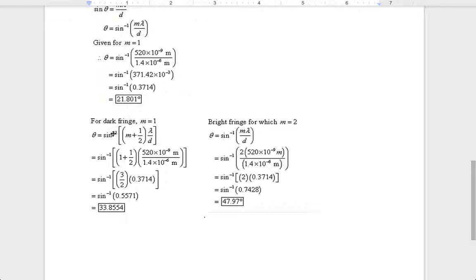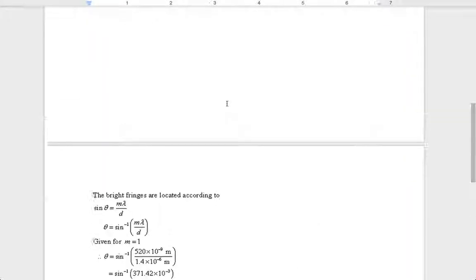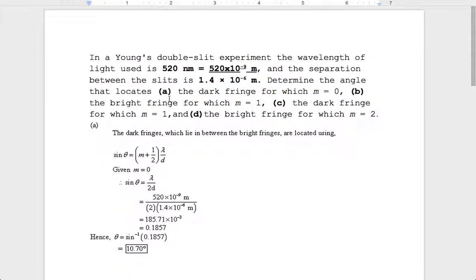Then you repeat the dark fringe formula for the dark fringe m equals 1 instead. This time m of course equals 1, so you do 1 plus 1/2, which is equivalent to 3/2 as we see here. Otherwise it's the same. And for the bright fringe, instead of m being 1 as it was previously, m is now 2, so you do 2 times the wavelength divided by the distance. Inverse sine, and then you get an angle in degrees. So that right there is how you find the various angles for bright and dark fringes in a double slit experiment.